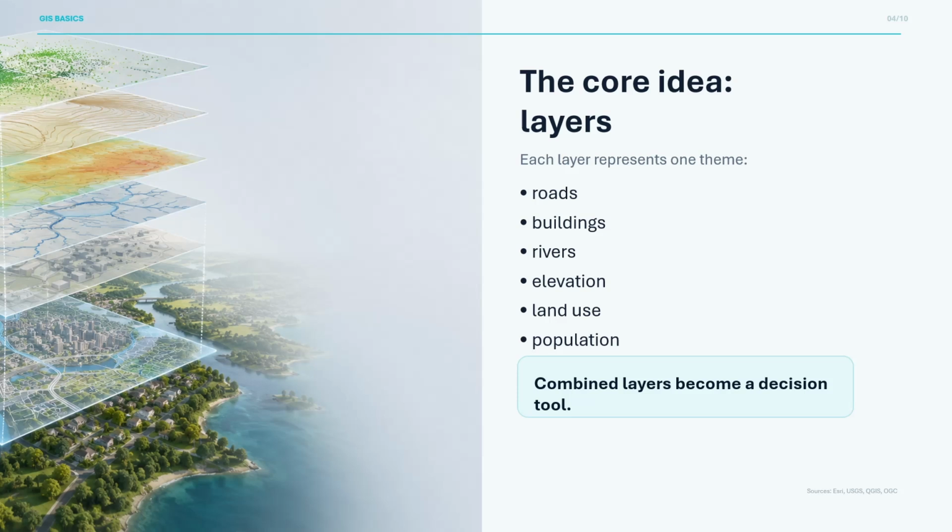One of the most important concepts of GIS is layers. Think about transparent sheets placed on top of one another. One layer may show roads, another layer may show buildings, another layer may show rivers, and another layer may show elevation. Individually, each layer gives one part of the story, but when we combine them, we start seeing a complete picture. This is how GIS helps us answer practical questions such as which houses are close to a river, which roads may be affected by flooding, or where a new service should be located.